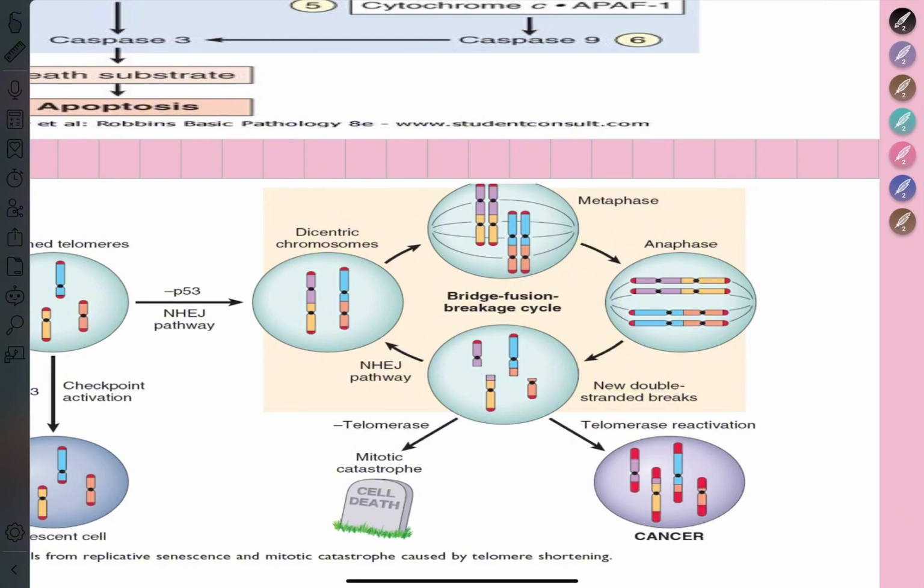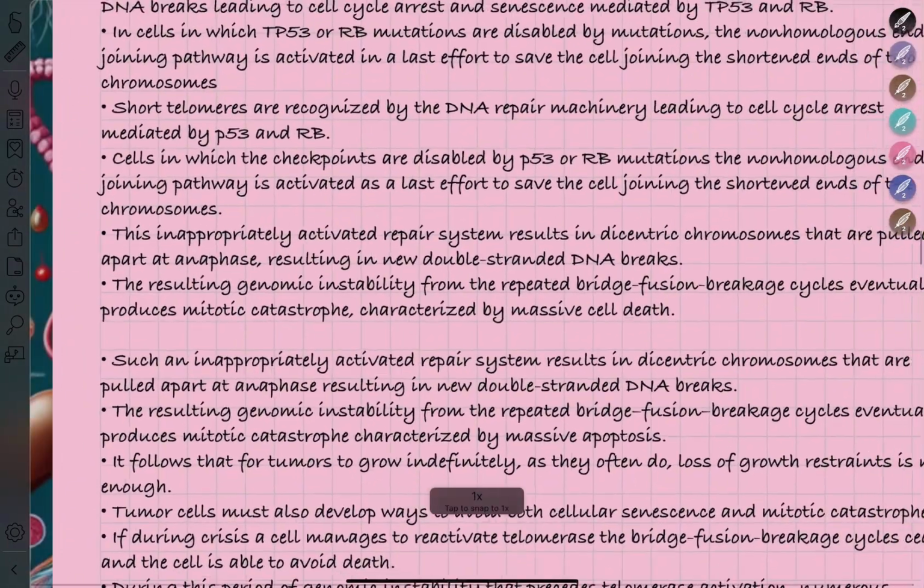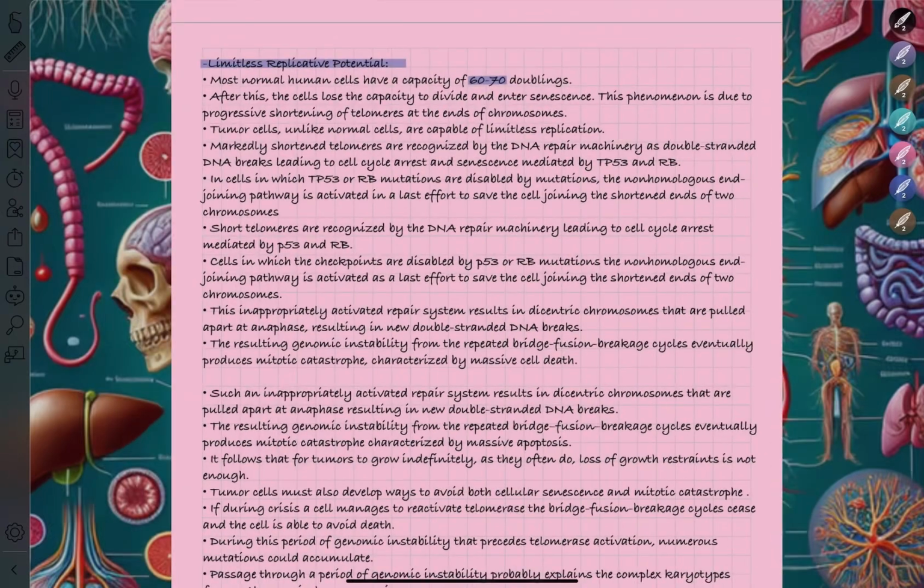If the cell somehow finds the ability to reactivate telomerase, it will start growing the telomere chain again, and the cells will come back to life as cancer cells. Okay? Really simple thing. Anyways, so the markedly shortened telomeres are recognized. It's a protective measure to enter senescence.